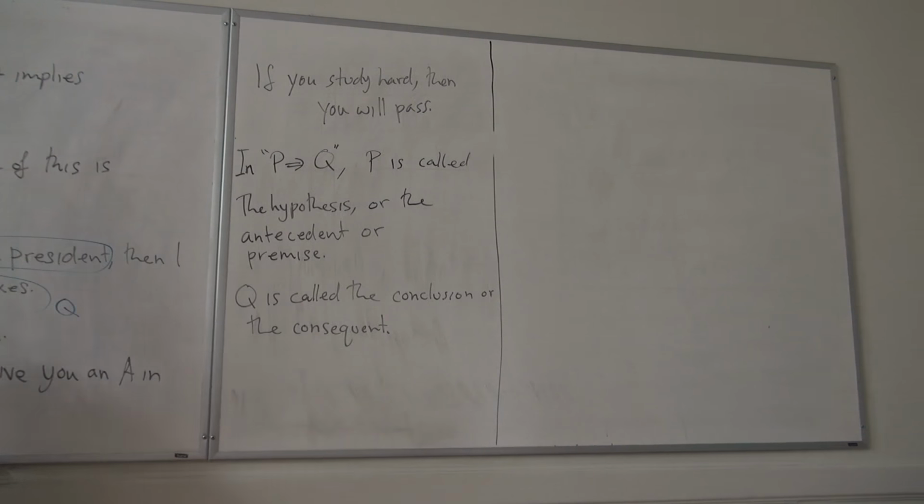Just in case you're reading that somewhere, or I might say that when I'm talking to you, that's what I'm talking about. So I say, oh, the consequent is blah, blah, blah. You should know that I'm talking about a statement, P implies Q, and I'm talking about the second statement. Okay.